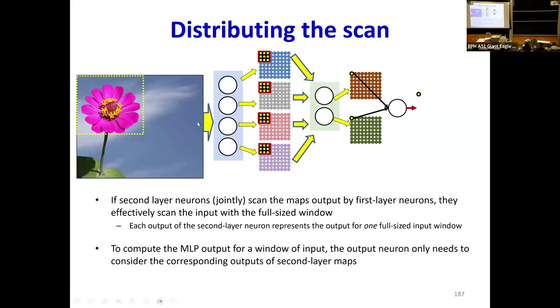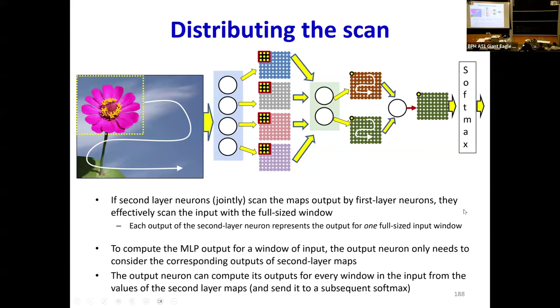Now if I want to determine if there's a flower in the top left corner, nothing has changed. The third layer simply has to look at the top left element in the maps produced by the second layer neurons. And when it considers all of them jointly, it's basically going to be performing a classification on the top left window of the input. And so the final output neuron could just be scanning the maps produced by the second layer neurons, which is going to get classification outputs for all the positions, and those can be passed through a softmax.